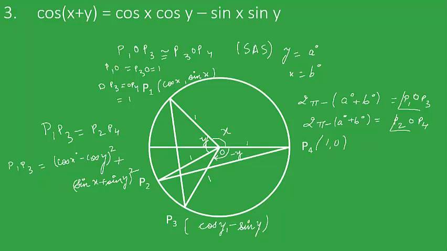Putting it under a root doesn't seem very nice, so let's put a square here. P1 P3 square equals this, and after solving and using the equation that cos square x plus sin square x is equal to 1, and similarly cos square y plus sin square y is equal to 1, we will get the result that this is equal to 2 minus 2 cos x cos y plus sin x sin y.